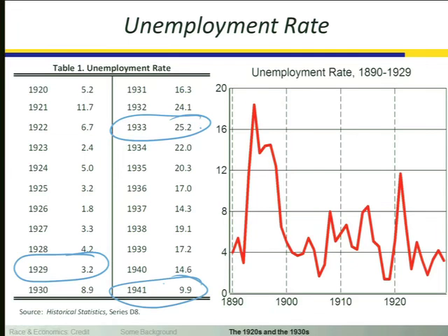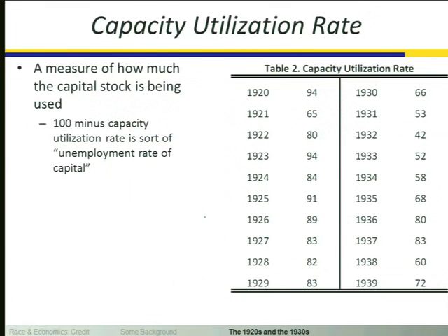Unemployment rate's coming down during the recovery, but notice that it gets to a low of 14% in 1937. So this is not what you'd call an everybody's-happy-really-quickly sort of recovery. Capacity utilization is a way essentially of coming up with an unemployment rate for those machines and buildings.